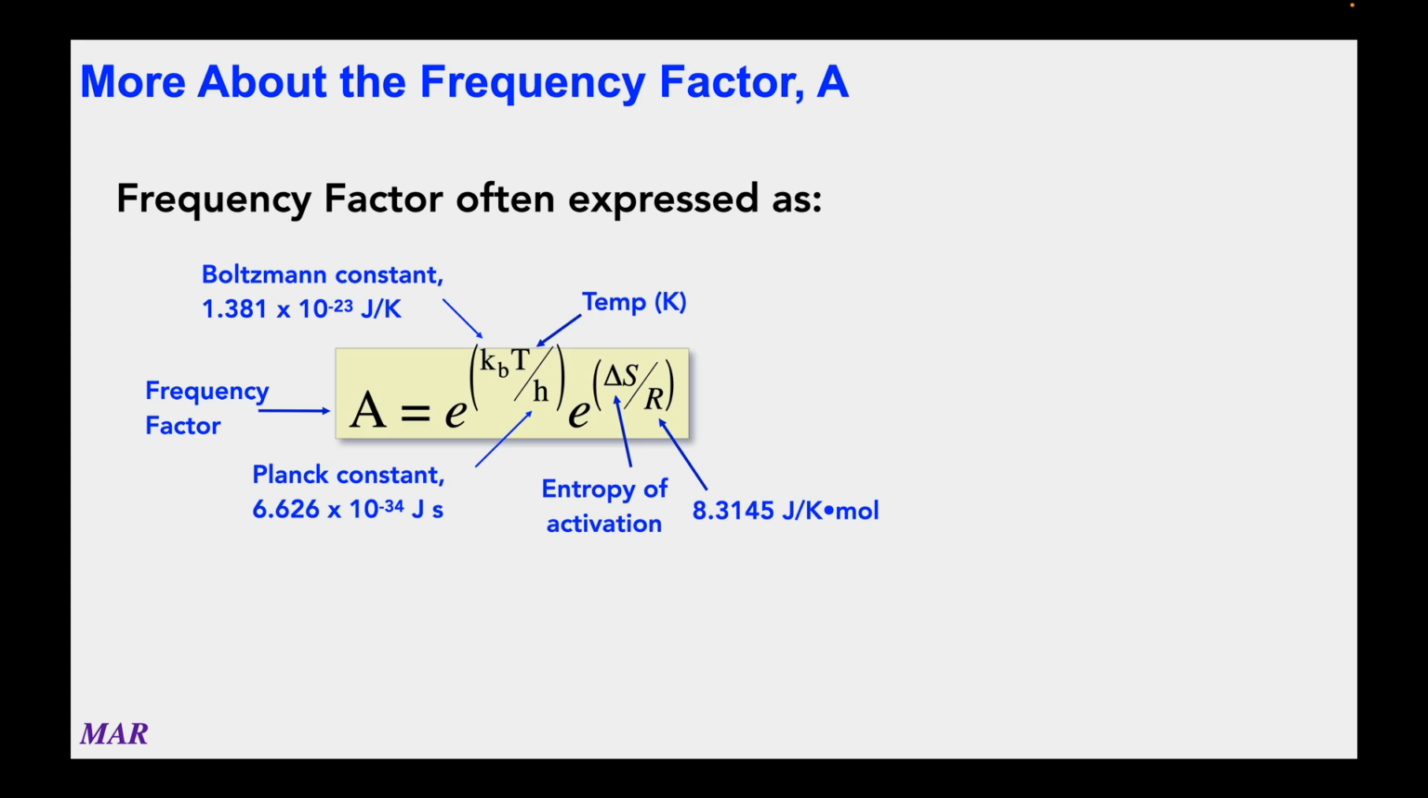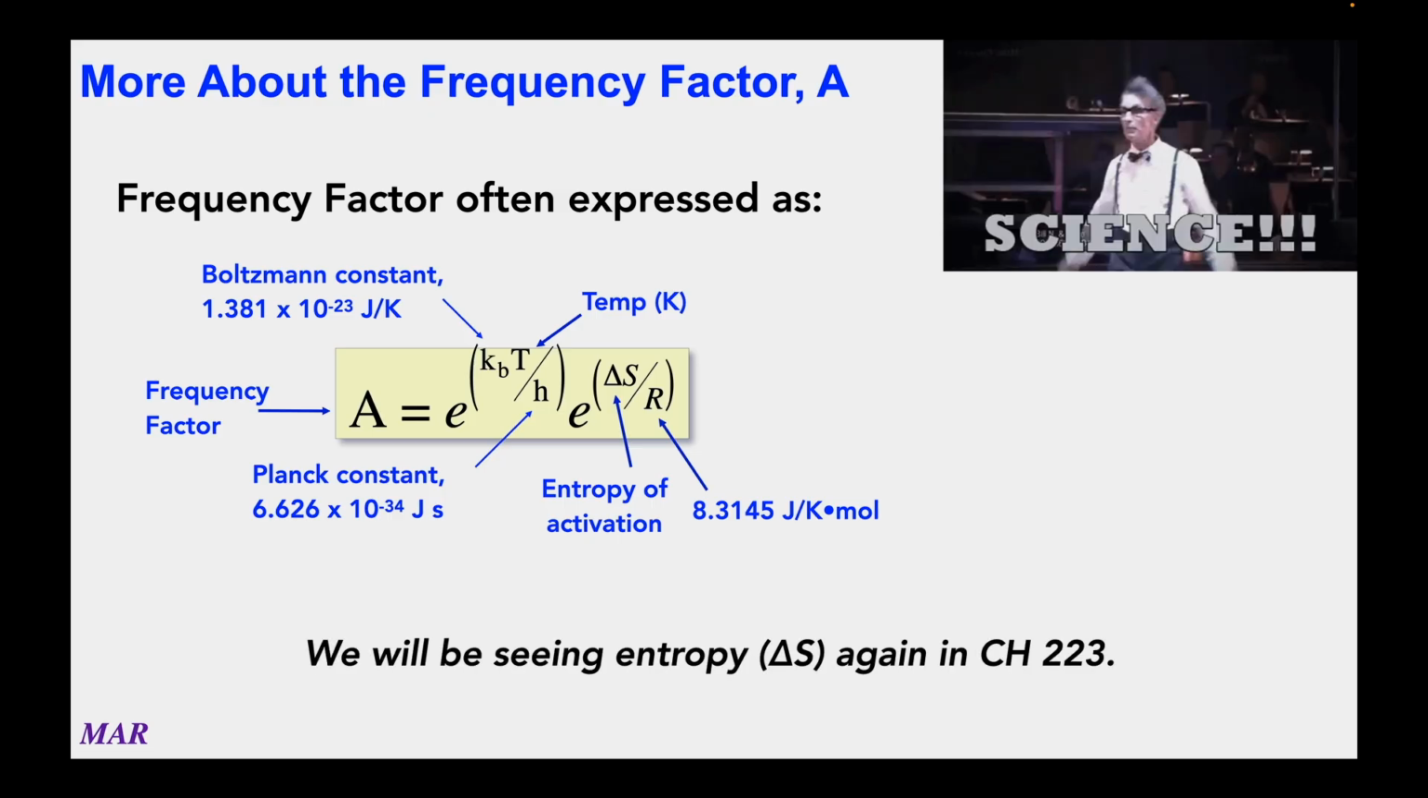You don't need to know that value. T is the Kelvin temperature. H is Planck's constant. We saw that in Chem 221. We'll see Planck's constant again in the future. Planck's constant is 6.626 times 10 to the minus 34 joule seconds. I talked about the entropy of activation, and the R factor once again pops in.